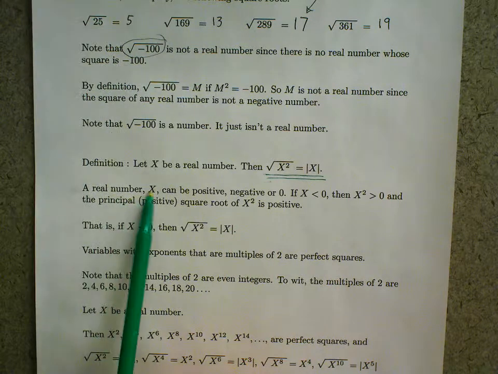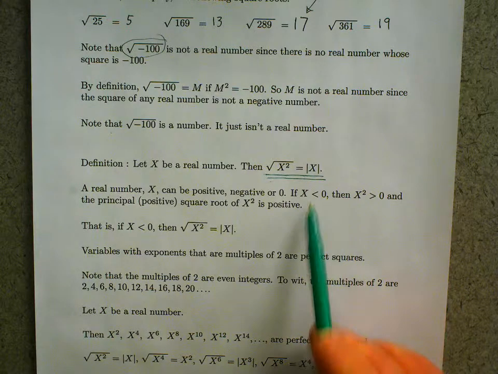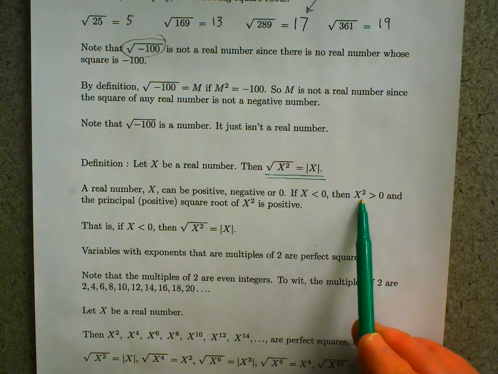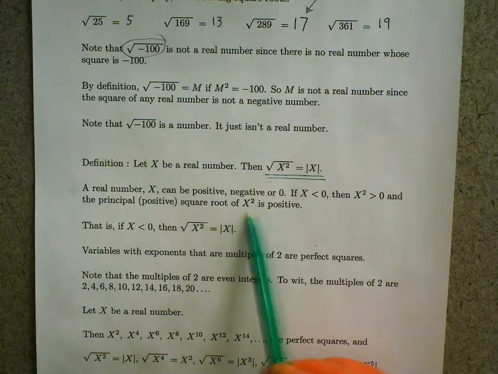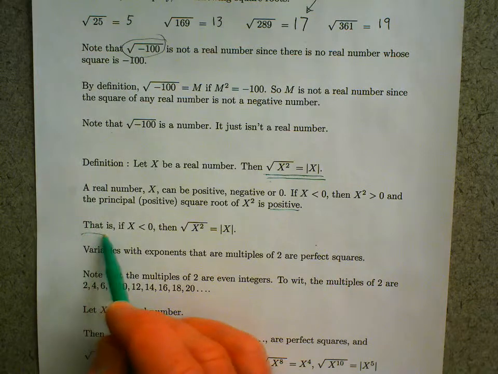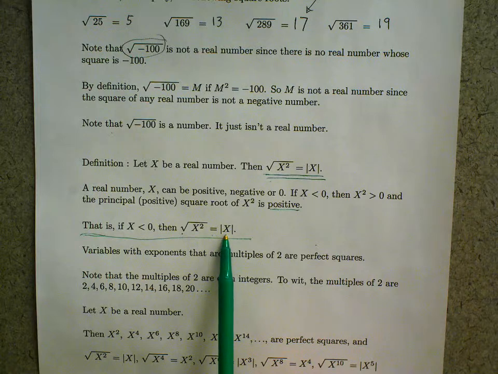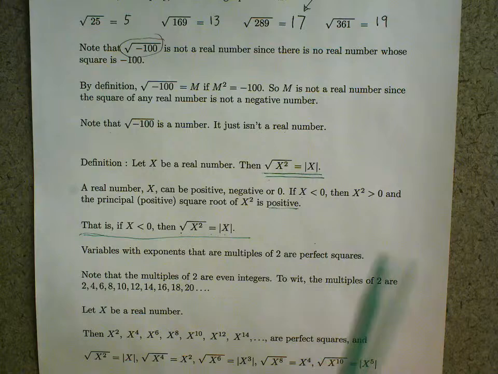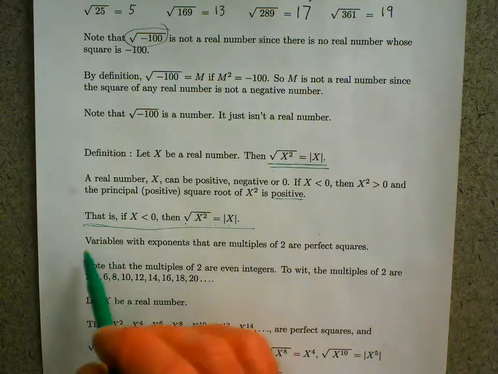Okay, so a real number x can be positive, negative, or 0. If x is less than 0, that means x is negative. Then x squared is greater than 0, and the principal or positive square root of x squared is positive. So that is, if x is less than 0, the square root of x squared is equal to the absolute value of x. Okay, so now we'll move on to the next level.